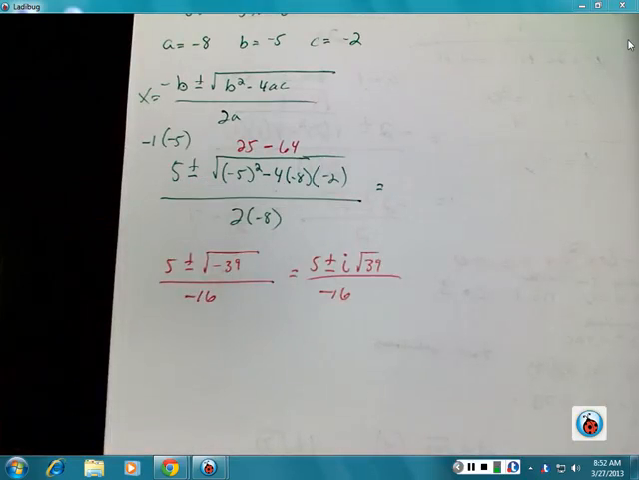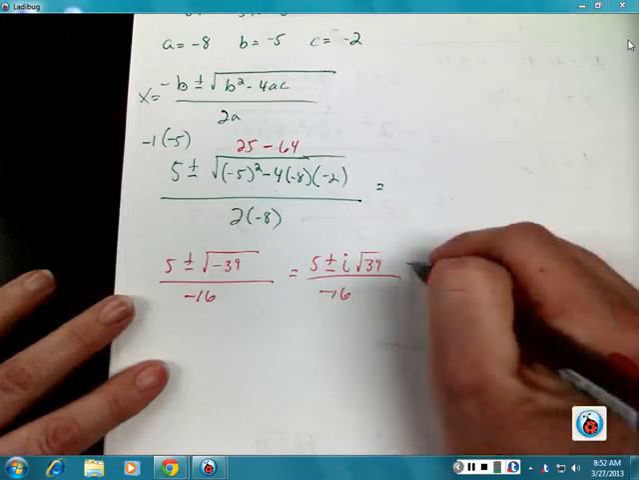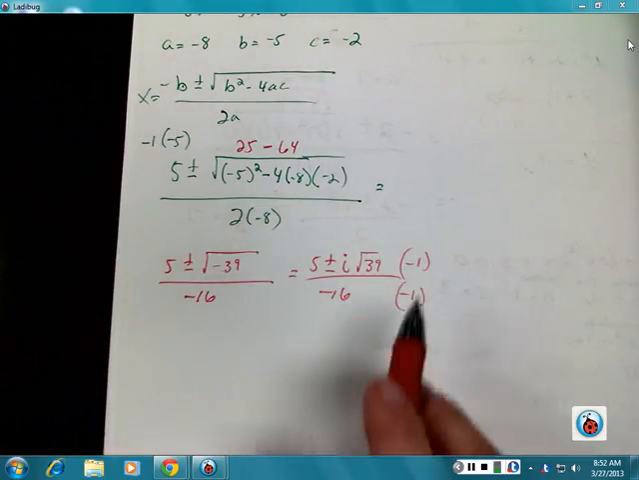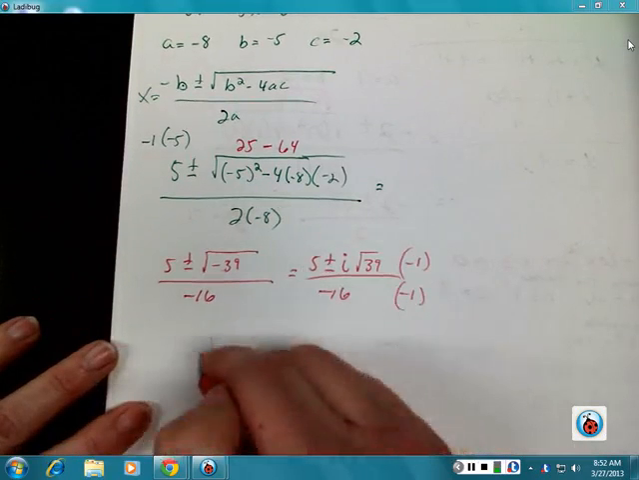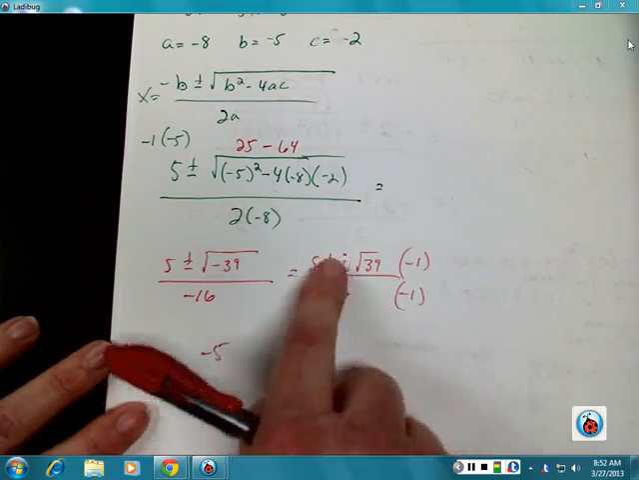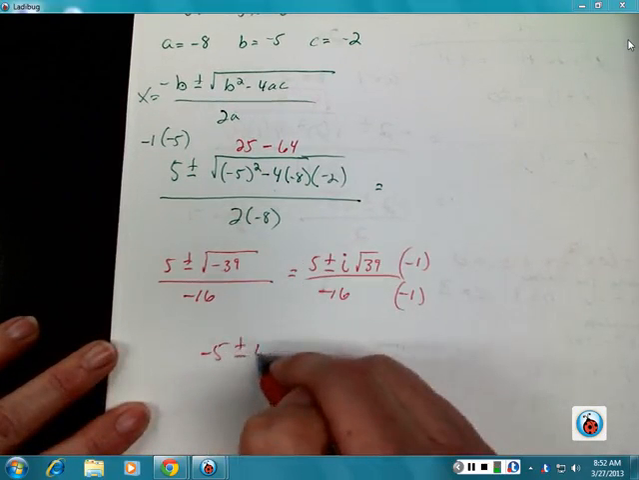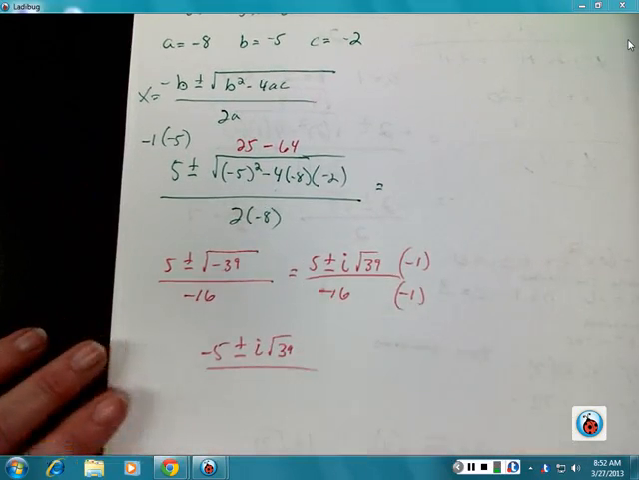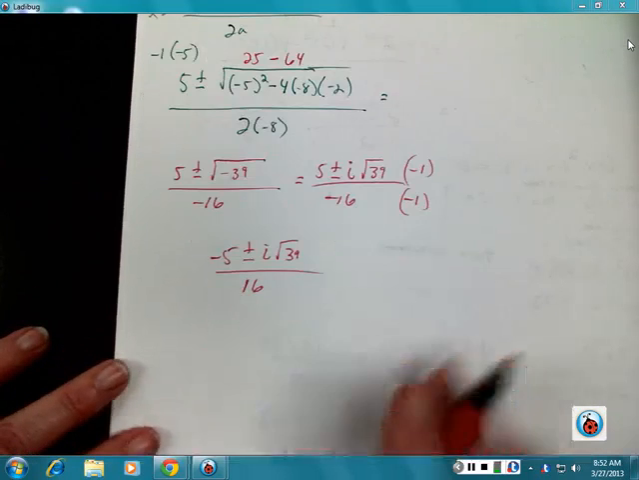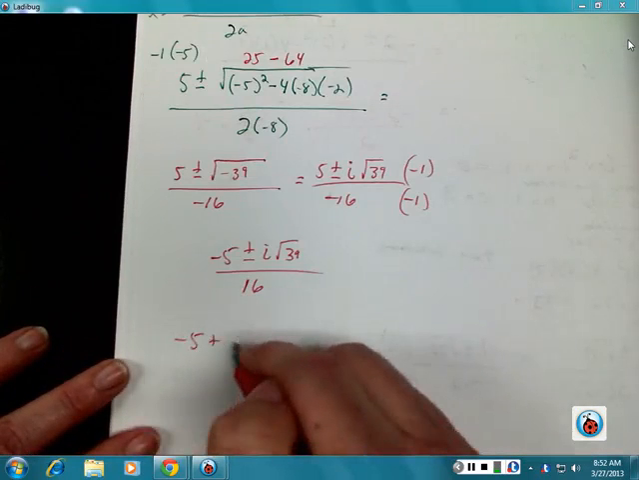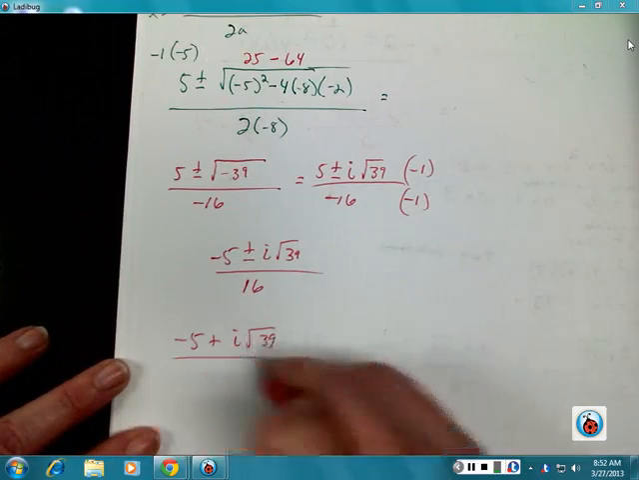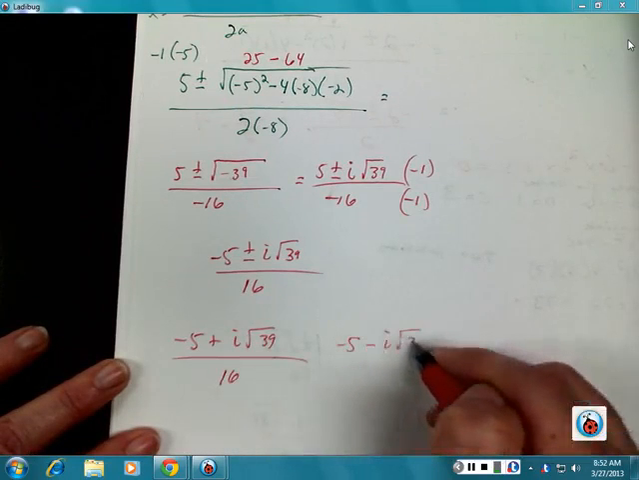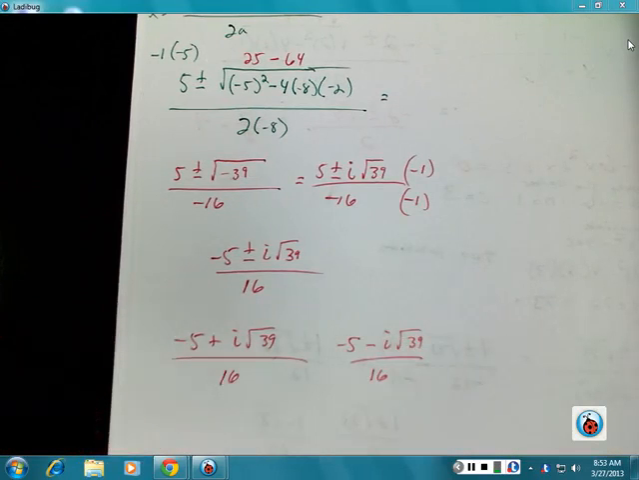But Hawks isn't going to like negative 16 in the bottom. So multiply top by negative 1 and the bottom by negative 1. When I do that, negative 1 times 5 is negative 5. This plus and minus is just going to reverse everything anyway, so you don't have to worry about that piece. And a negative 1 times a negative 16 is a positive 16. And then finally Hawks wants to have this written out as 2 separate answers. And you get that for your answer.